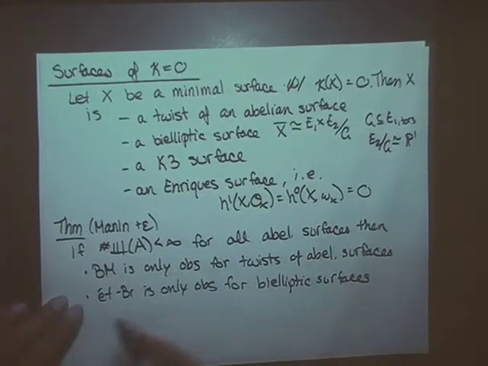And this is the plus epsilon. Basically, you unwind the definition of étale-Brauer obstruction. You get that there's an étale cover, which is a twist of an abelian surface. You know Brauer-Manin is the only one there, and so étale-Brauer must be the only one on bi-elliptic surfaces.